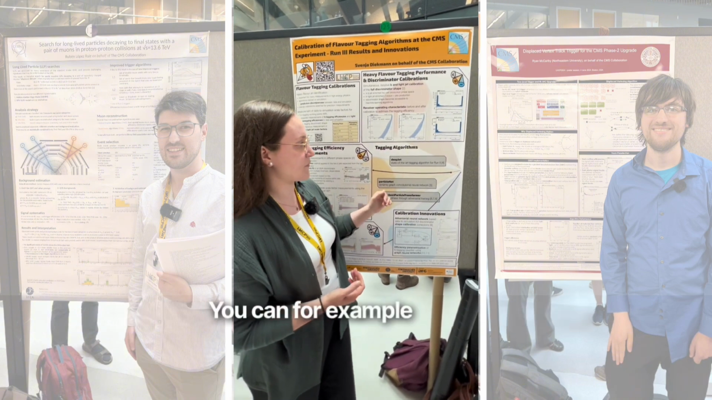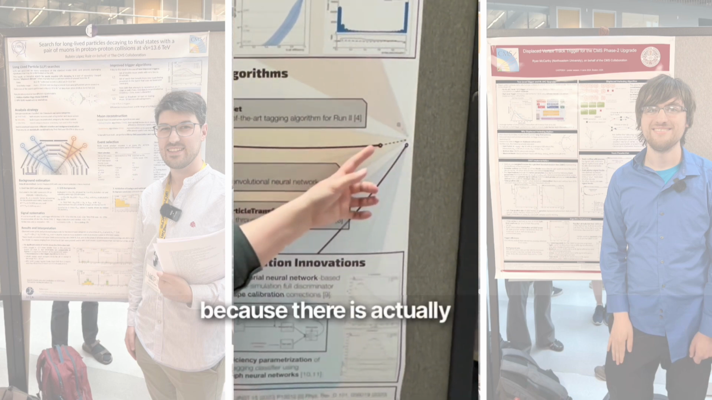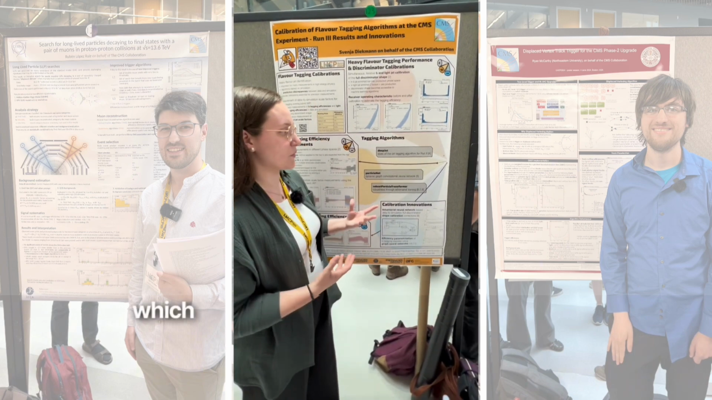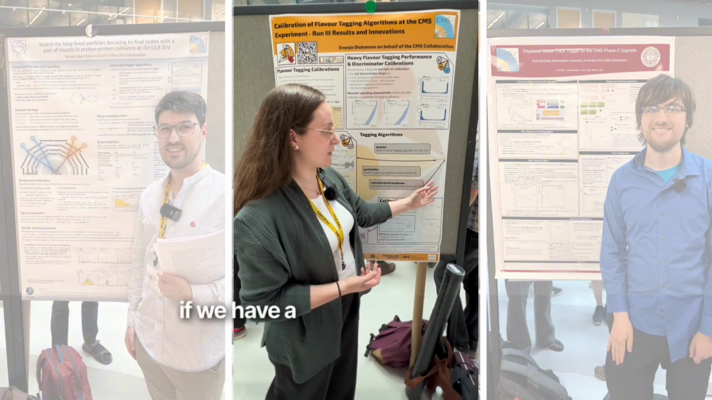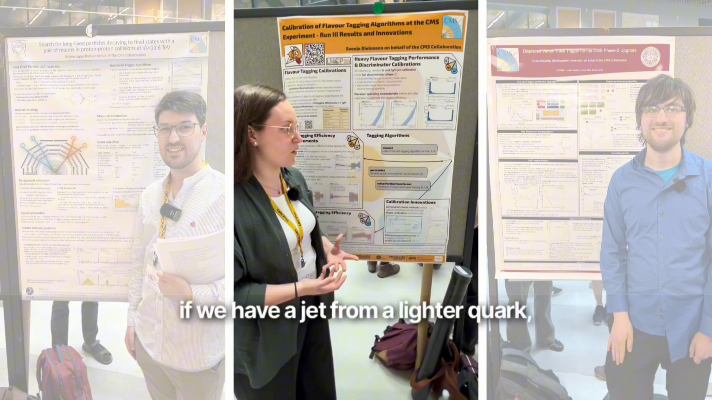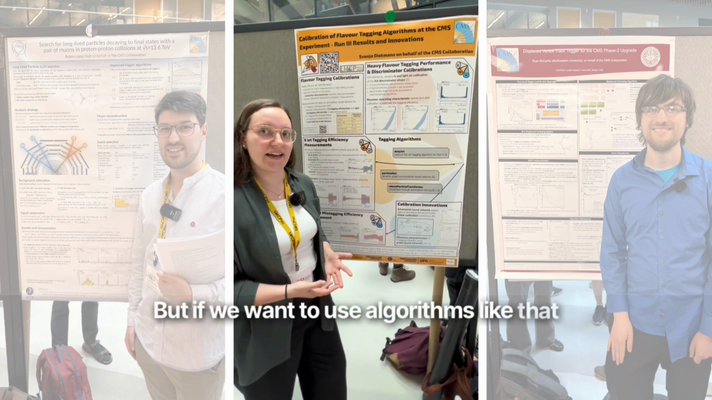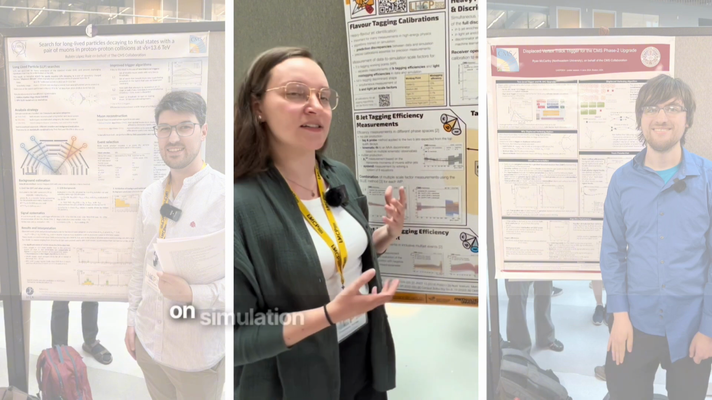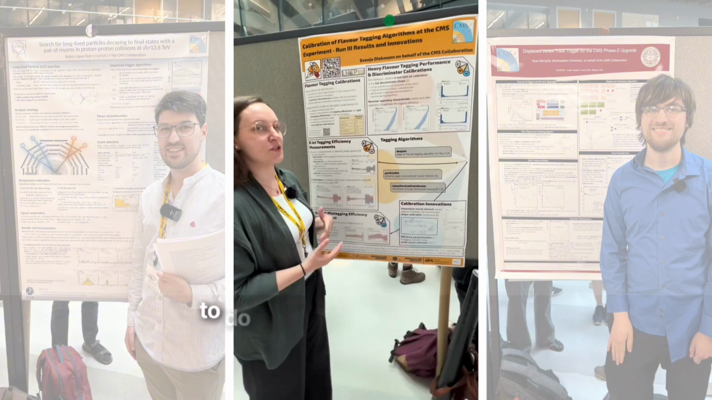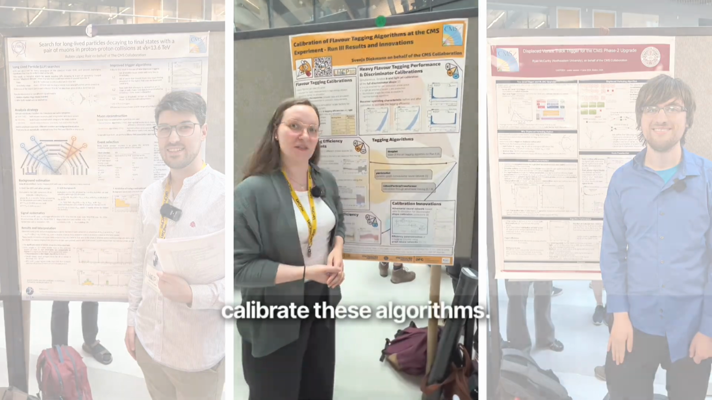And you can, for example, see here, this could be a B jet because there is actually some displacement here, which we can reconstruct from the detector. And for example, if we have a jet from a lighter quark, we don't have that. But if we want to use algorithms like that, we need to take care that performance is actually the same on simulation and the measured data to do precision measurements, and that's why we calibrate these algorithms.